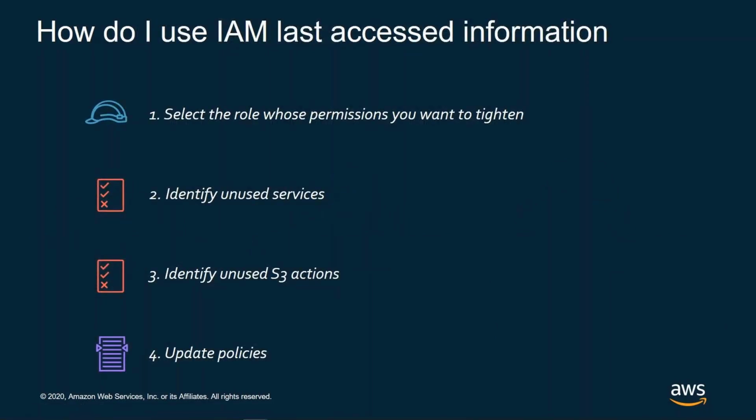Let's quickly review how you can use the last accessed information. Select the role of your choice that you want to update permissions for. You might want to start with the more crucial roles like production roles, or you might choose to work on all of them together by automating a routine cleanup. Then visit the Access Advisor tab in the console for the role of your choice and filter out the services that have not been used recently, say in the last 90 days. And you can do the same for S3 actions. This helps you analyze and restrict access for your sensitive buckets. Once you've identified the permissions to remove, look up the associated policies and update them.